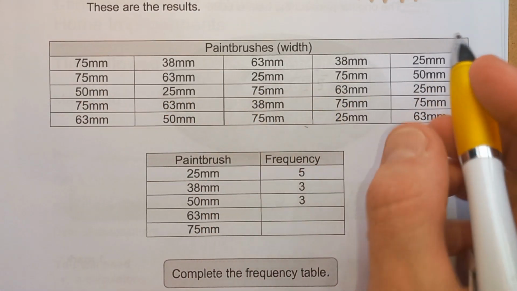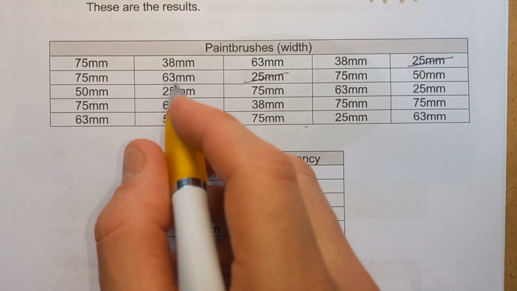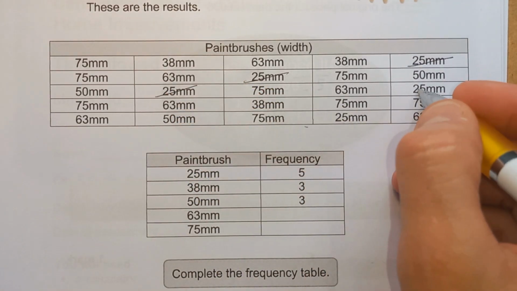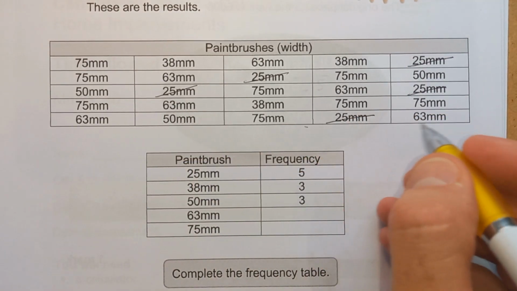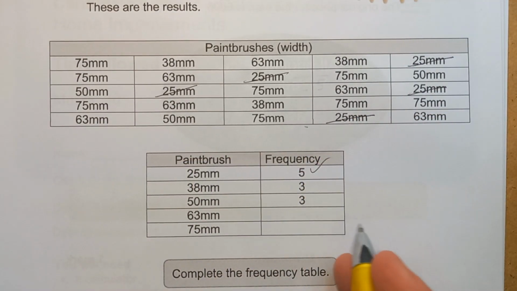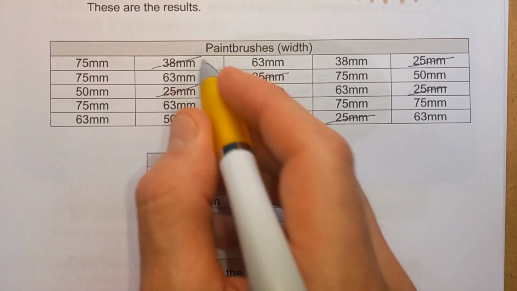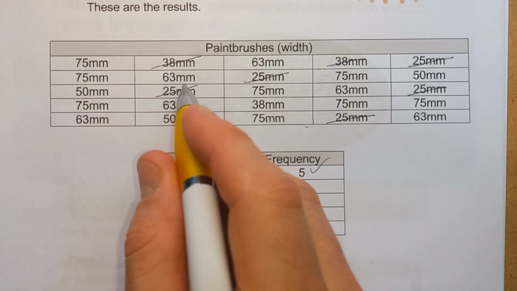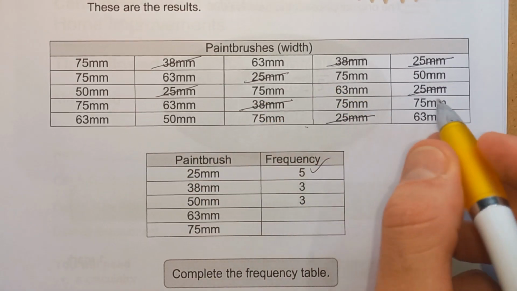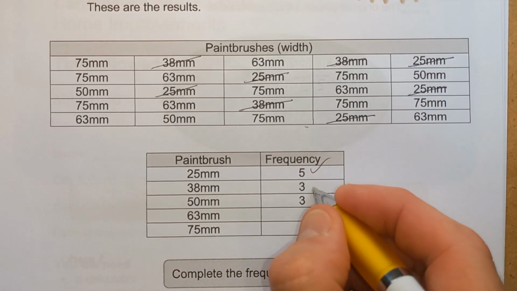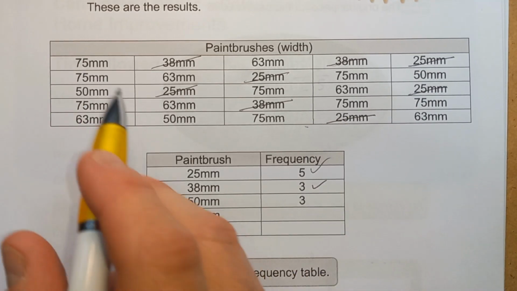Well, we've got 1, 2, 3, 4, 5. So 5 looks good. You don't need to check them, but I think it's a good exercise to do. So how many are 38mm? We've got 1 there, 2 there, 3 there. And you can see I'm going through in a sort of logical order so that I don't miss any. How many are 50mm?